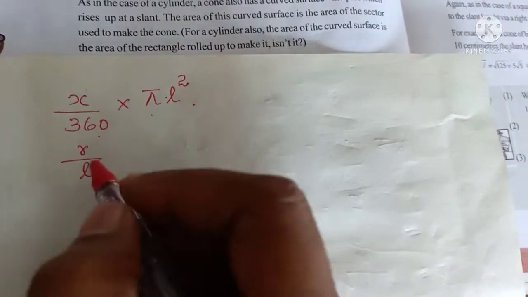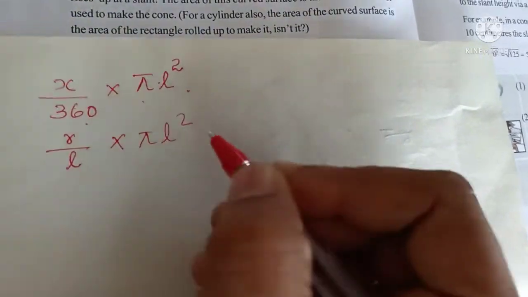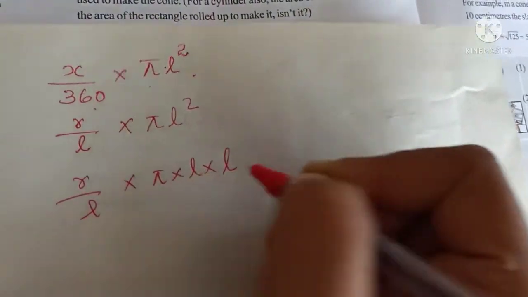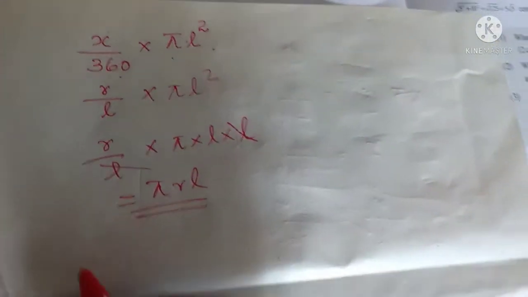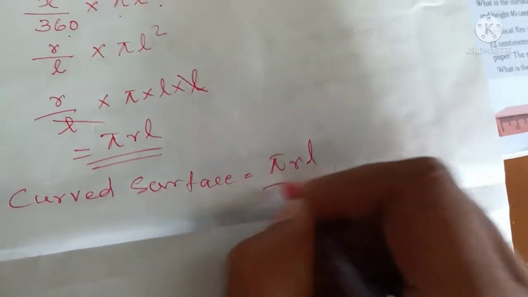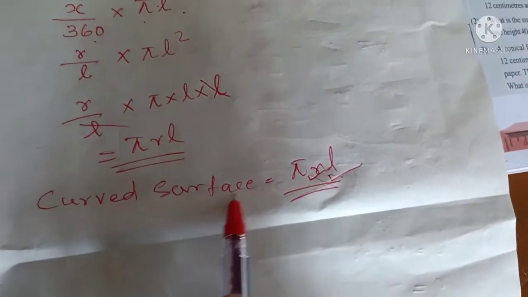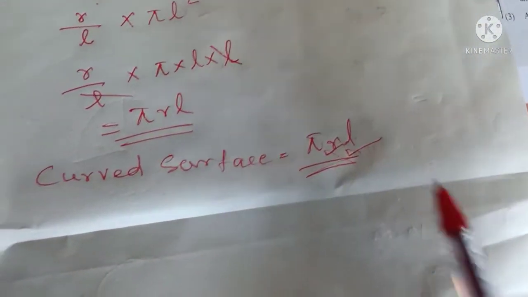x by 360 is equal to r by l. Just substitute that, then we have r by l into pi l square. That is r by l into pi into l into l. One l gets cancelled, so we have pi r l. So curved surface area of a cone is equal to pi r l, where r is the base radius and l is the slant height. Okay, so curved surface area is pi r l. Then what will be the total surface area?